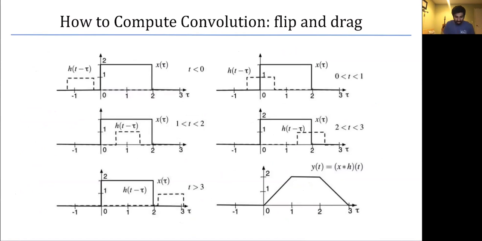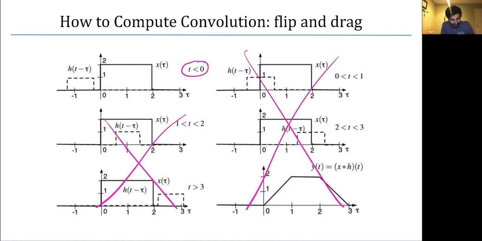Okay, so what I need to do is the flip and drag for a lot of different drags. So here's a flip and drag where all my drag increments t are less than zero. Feel free to cover all this up for now. Let's just look at what it means if t is less than zero. There are a lot of possible values of h of t minus tau. It could be here, it could be way out here, it could also be about here. So the dashed line here shows one particular h of t minus tau that I've drawn, for any t less than zero.